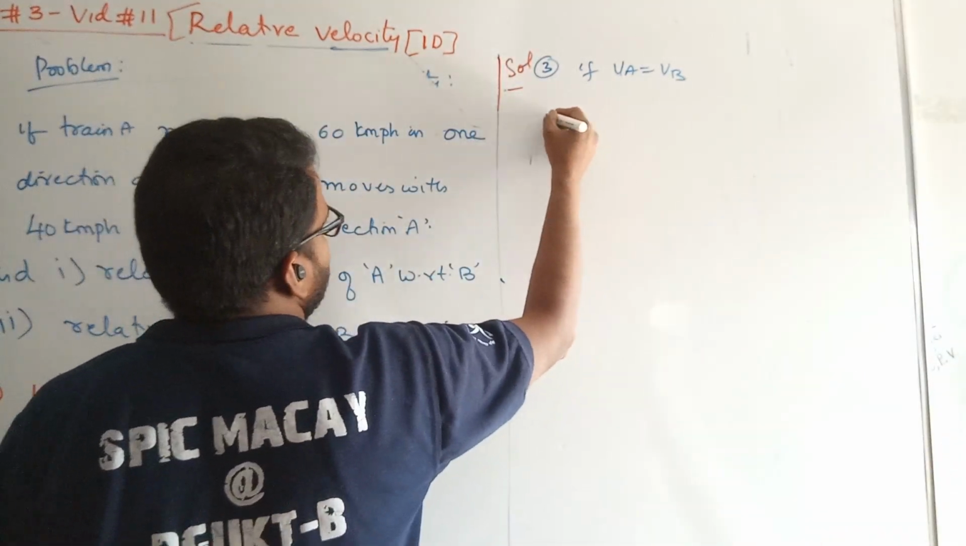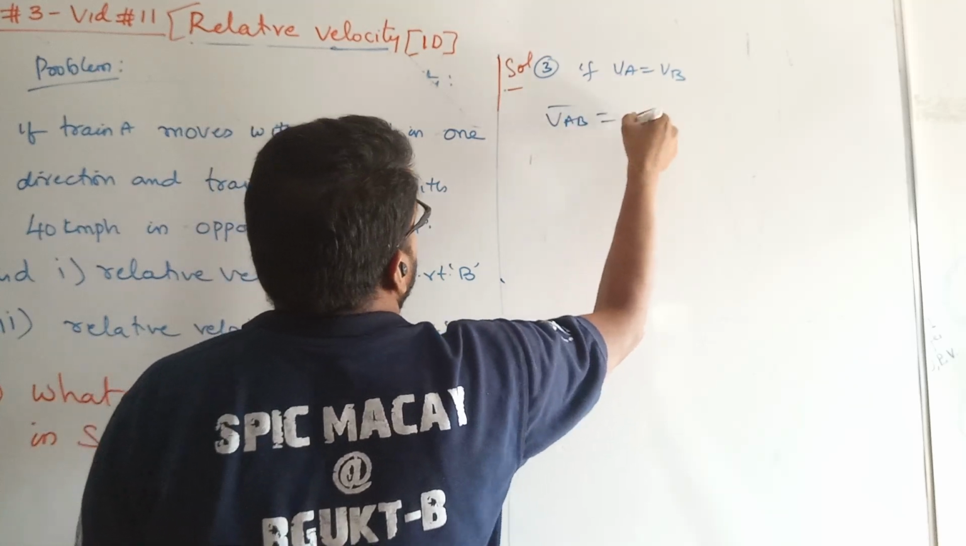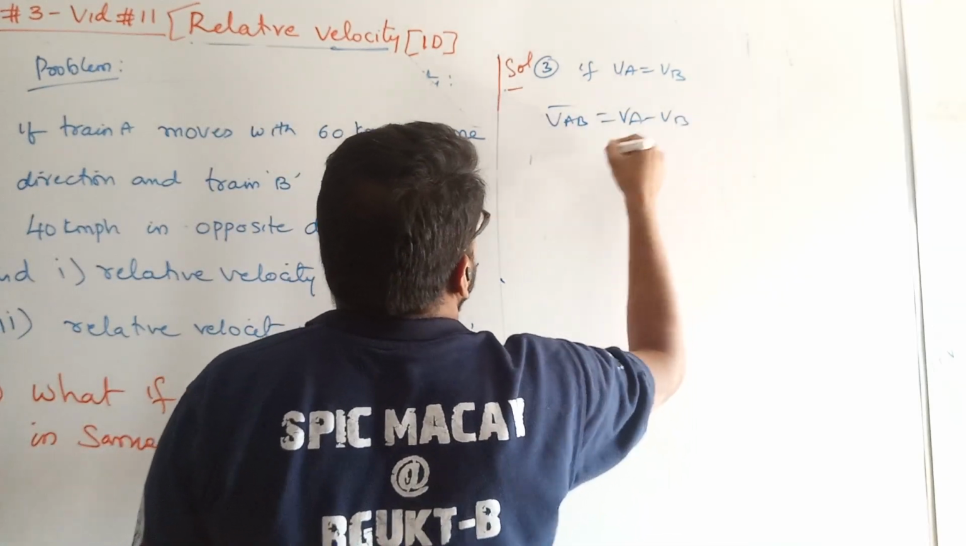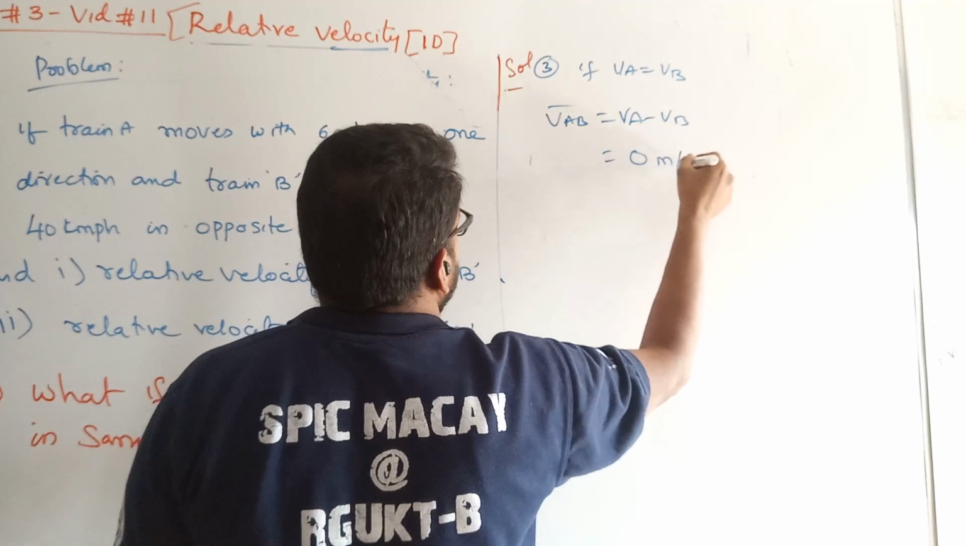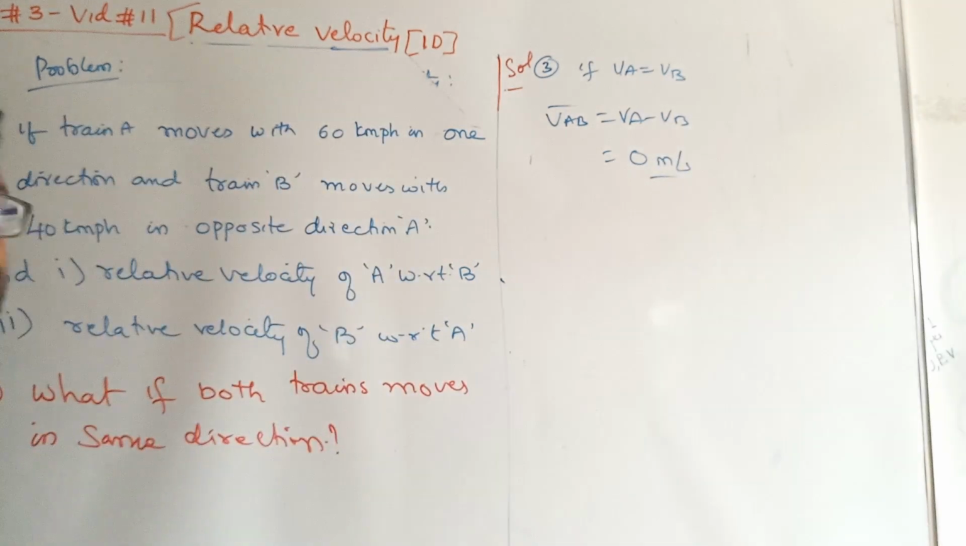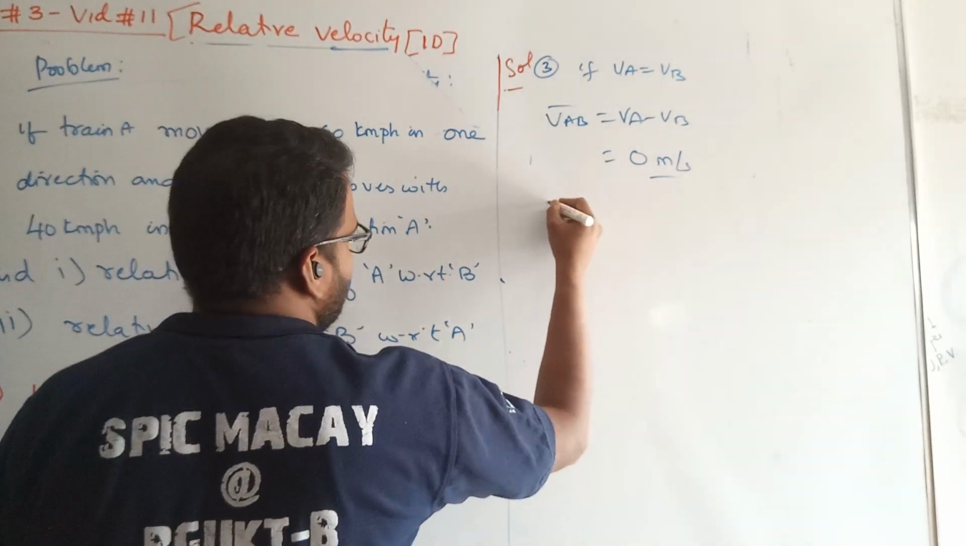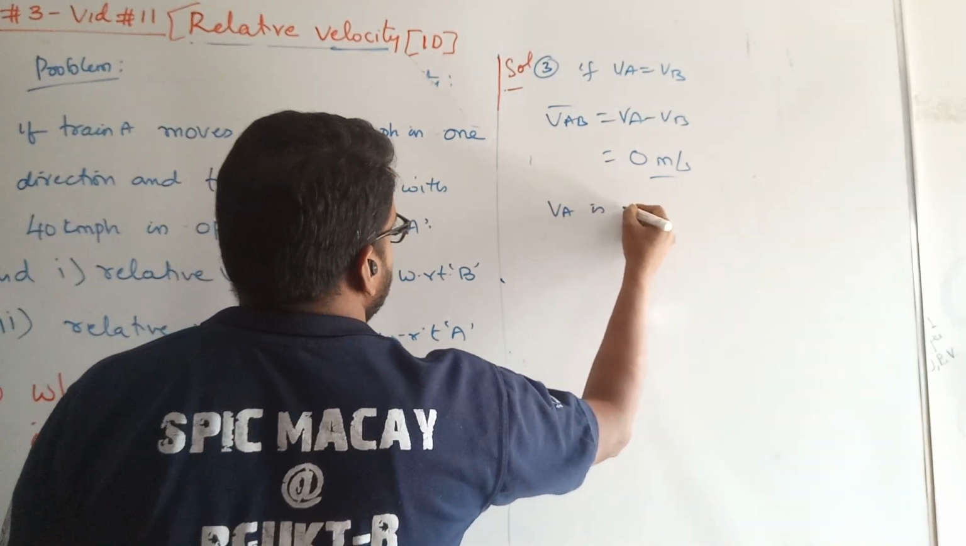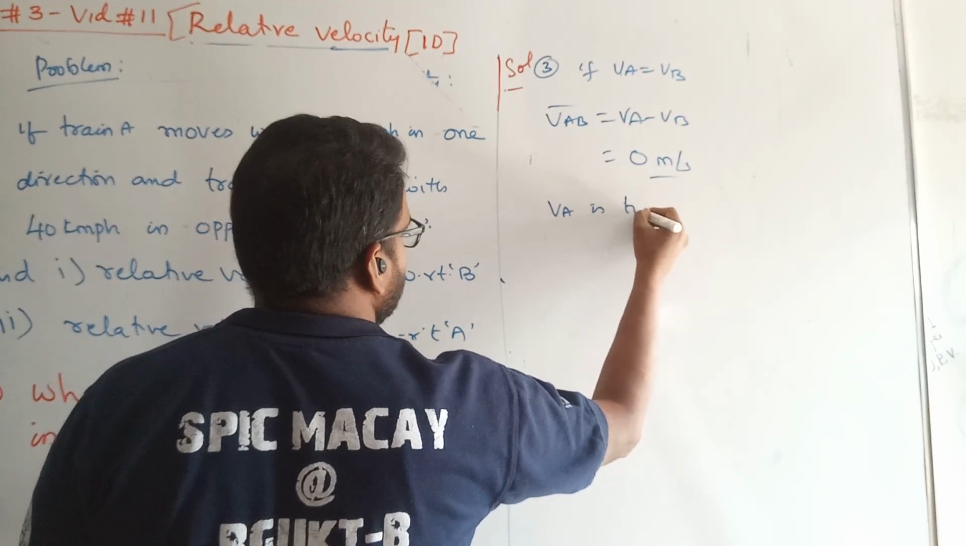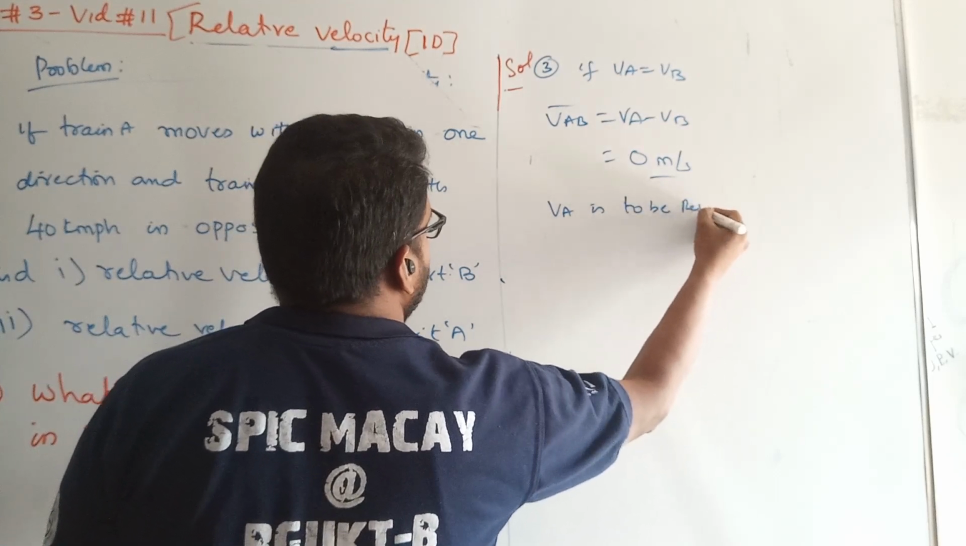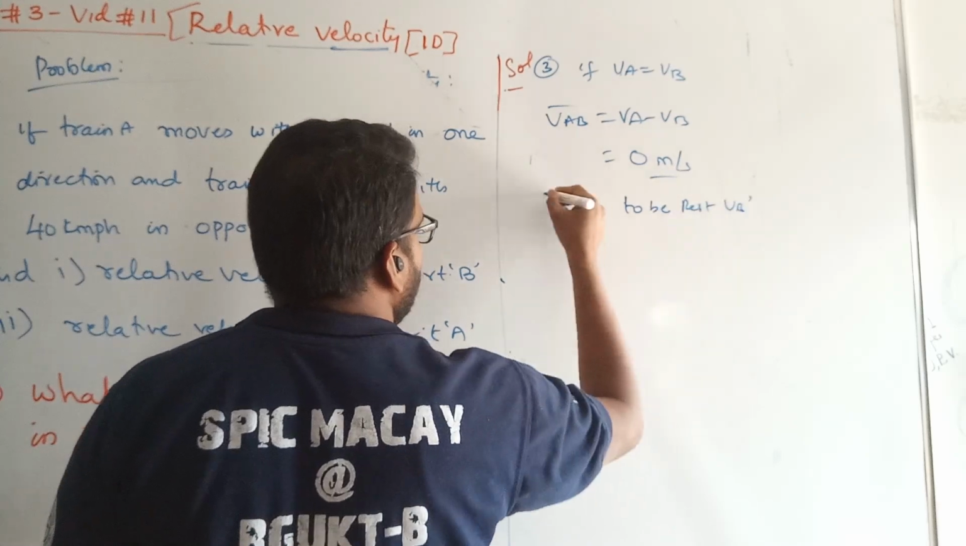Accordingly, if VA is equal to VB, then VAB is equal to VA minus VB, and because both are the same, it is equal to 0 meters per second. Both are moving, but relatively, VA appears to be at rest for VB and vice versa.